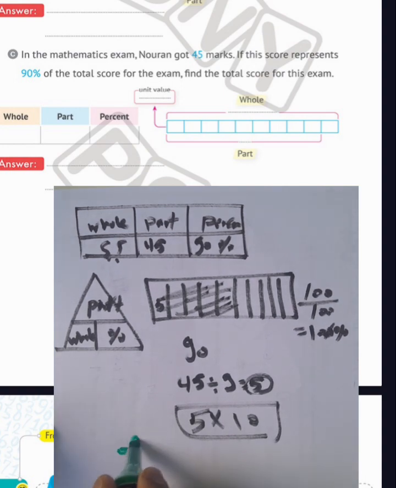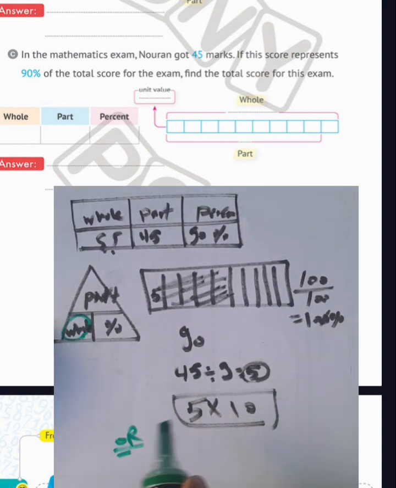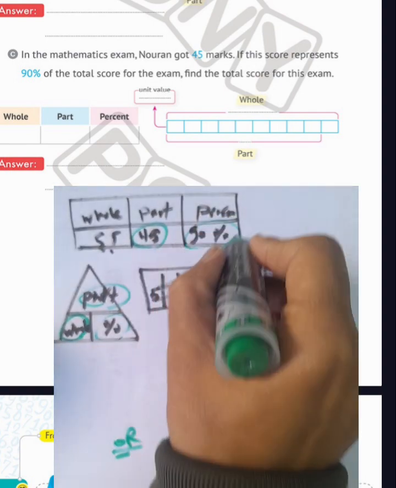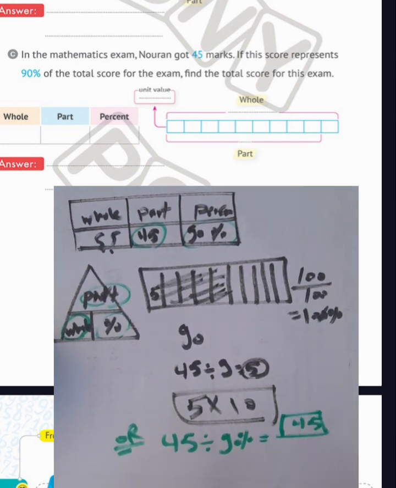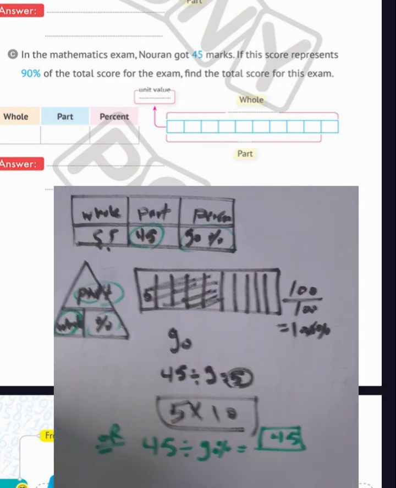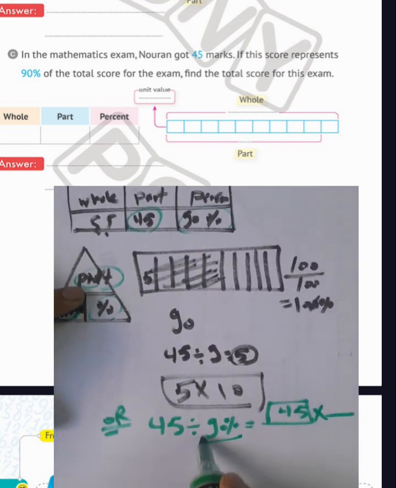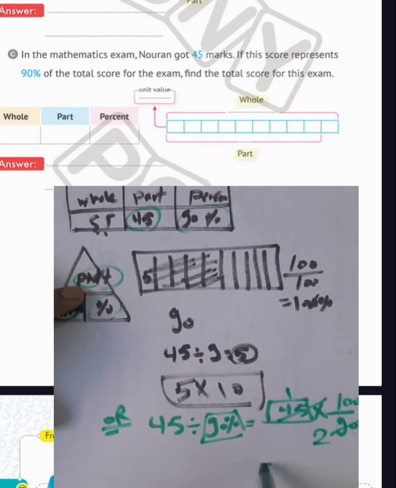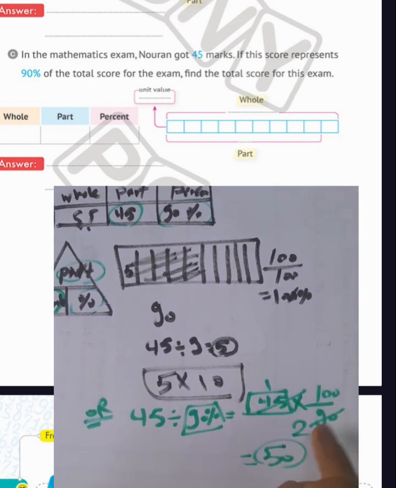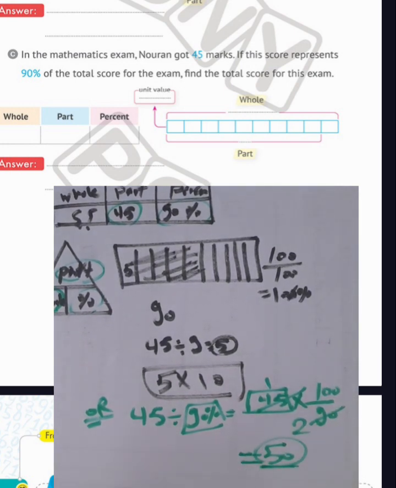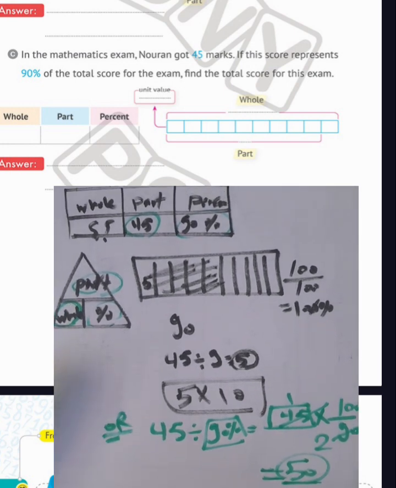or you can write whole number equal the part 45 divided by the percent 90%. It will be 45, and convert from division to multiplication here. Write the inverse of 90 over 100, which will be 100 over 90. Cancel. The result will be 50. 45 divided by 45 equals 1, and 90 divided by 45 is 2. 100 divided by 2 will be 50. And the result here will be 50.